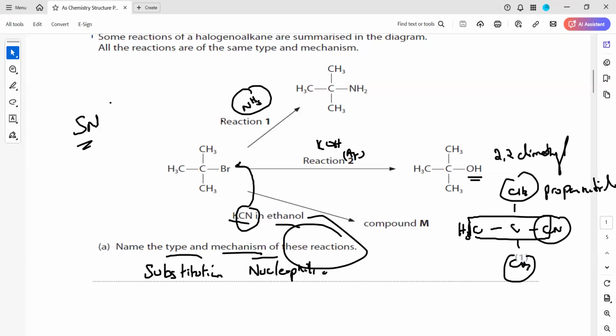You have to learn the reaction conditions for each reaction. When a halogenoalkane is reacted with ammonia, it will form an amine. When a halogenoalkane is reacted with potassium hydroxide or sodium hydroxide in aqueous medium, this will form an alcohol. And when a halogenoalkane is reacted with potassium cyanide in alcoholic medium, it will also result in a substitution reaction. So all of these reactions are substitution reactions.